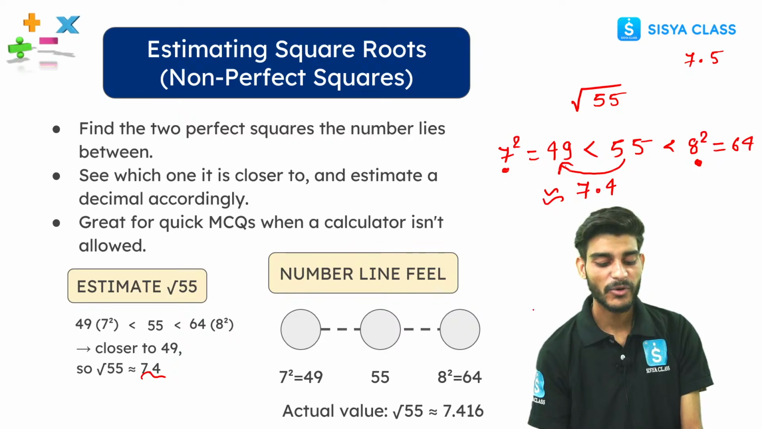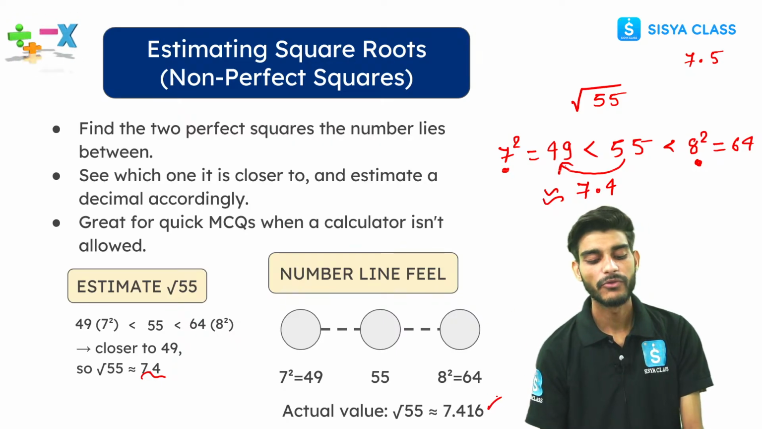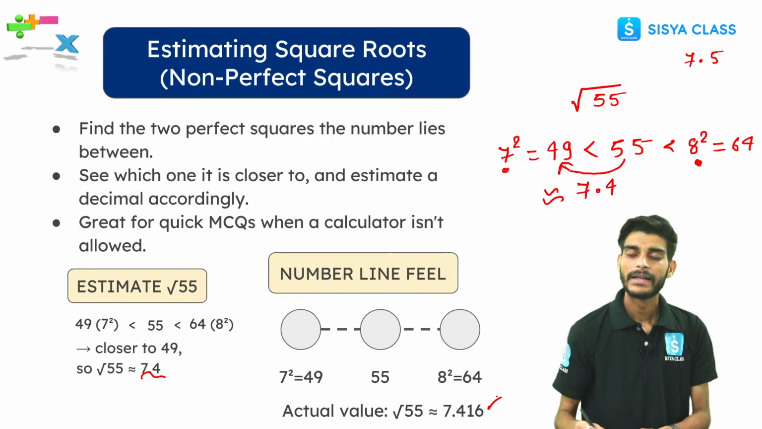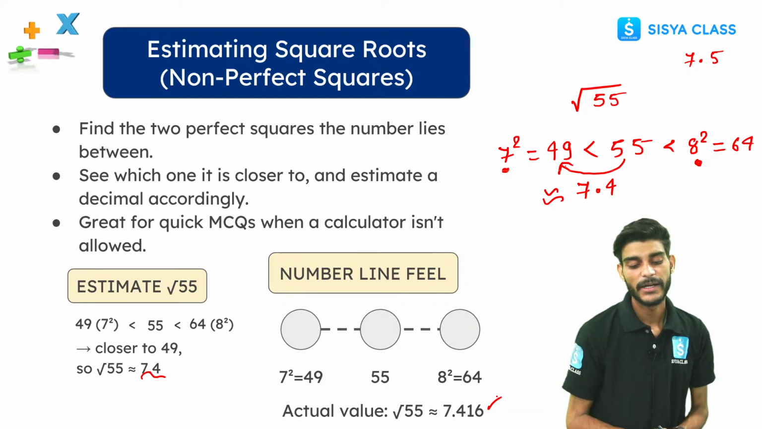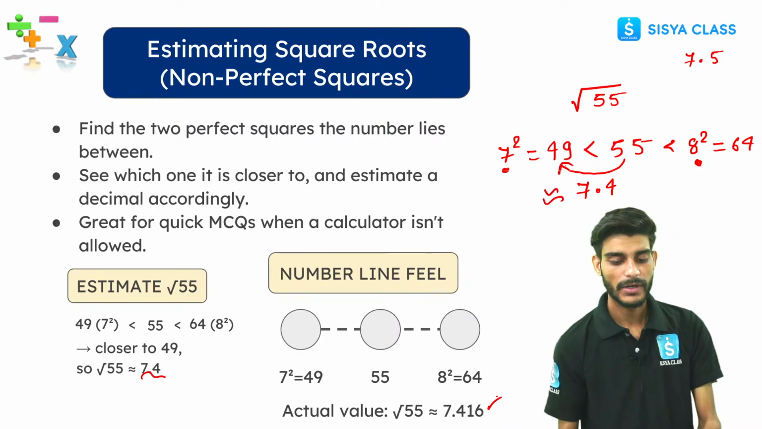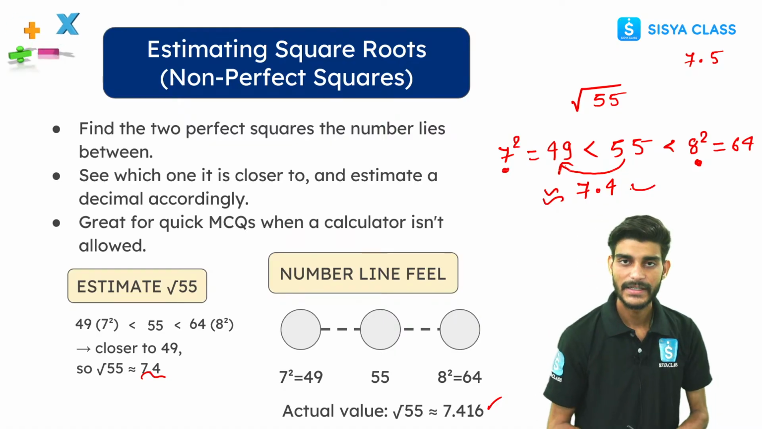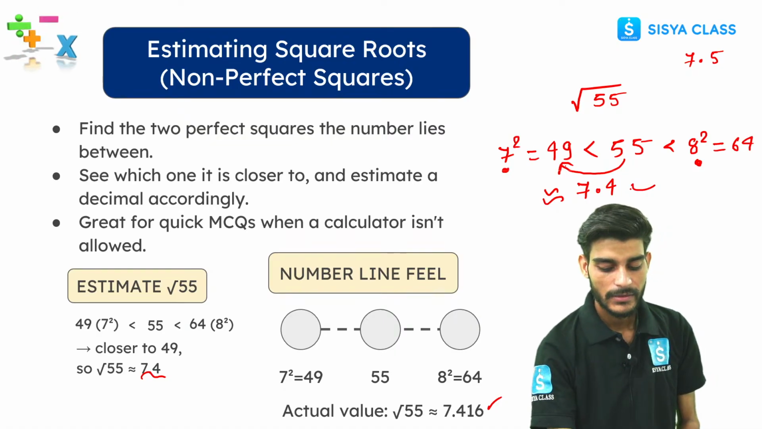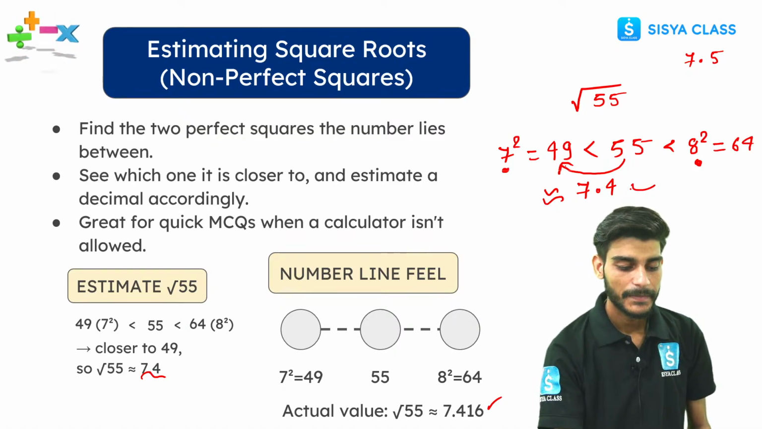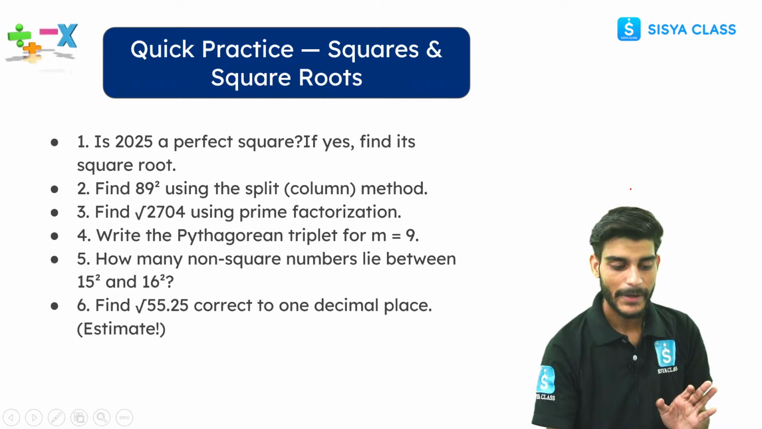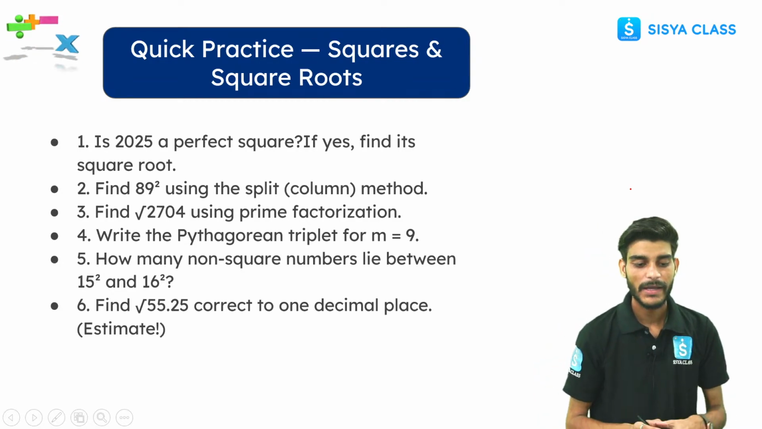The exact approximation is 7.416. Clear? Up to one decimal you can approximate its value as 7.4 and write it down. This is correct. So everything is clear to you. Okay, so these are the methods we have studied. Let's quickly practice what we have studied till now.